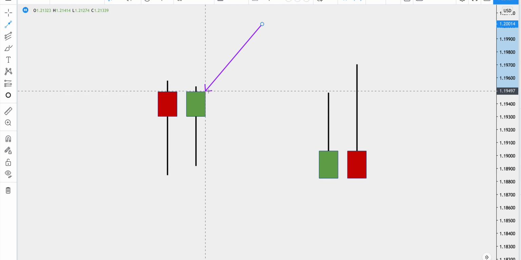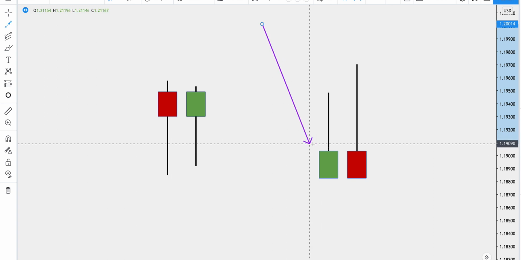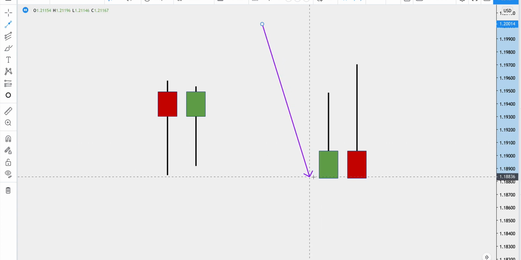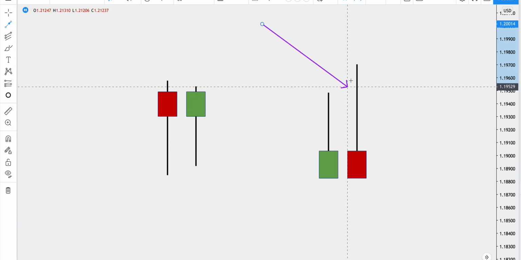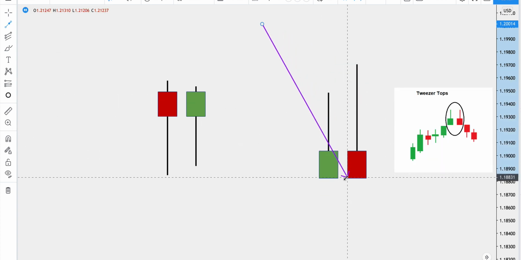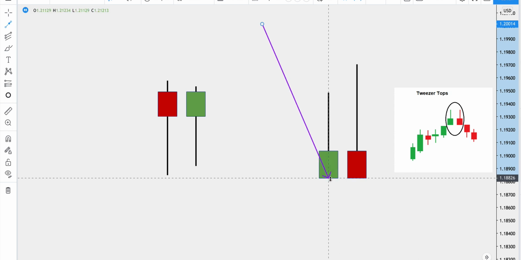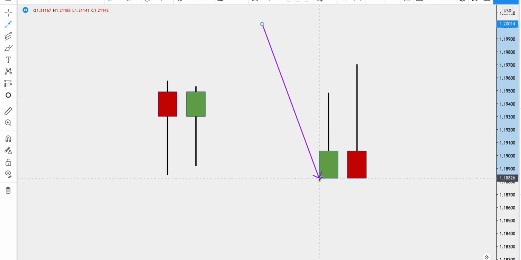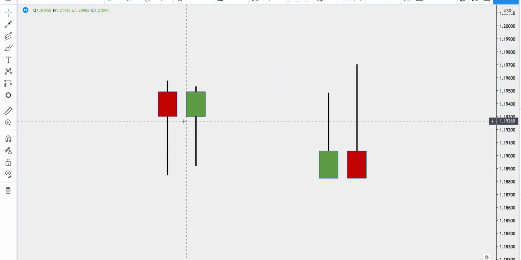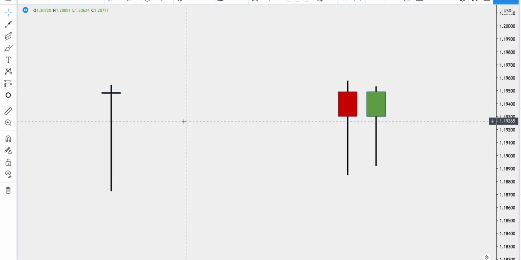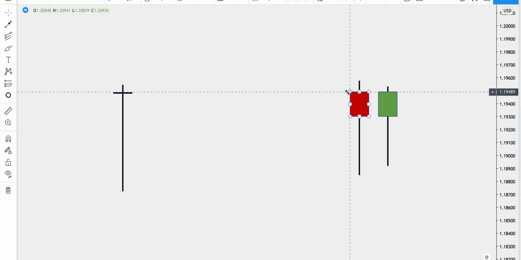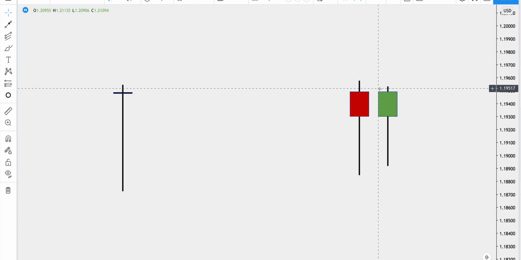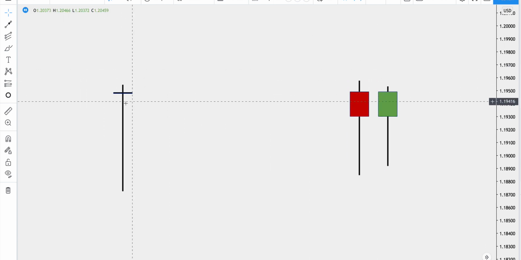And on the opposite side, this tweezer top, what happened here is the candle started here, went up, closed over here, and the next candle opened up, went up, and then closed right here at the same spot where the previous candle opened. So if you combine these candles, you'll notice that this candle pattern creates this right here. The open and the close were in the same exact spot. This is what's called a doji.